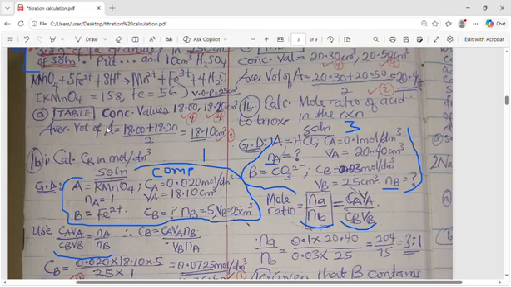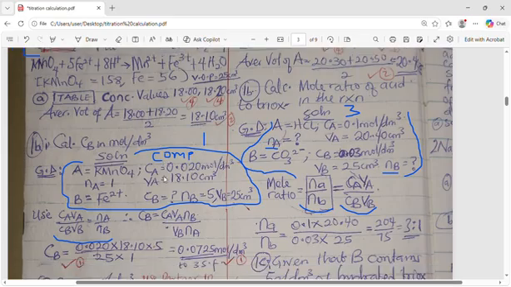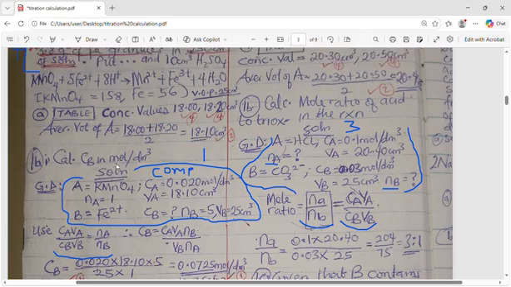The average volume of A, which is the addition of these 2 over 2, your answer again to 2 decimal places. Take note and remember to put your units. So that's 2 marks. Then here now we are to calculate CB in moles per dm³. So how will I calculate my CB?